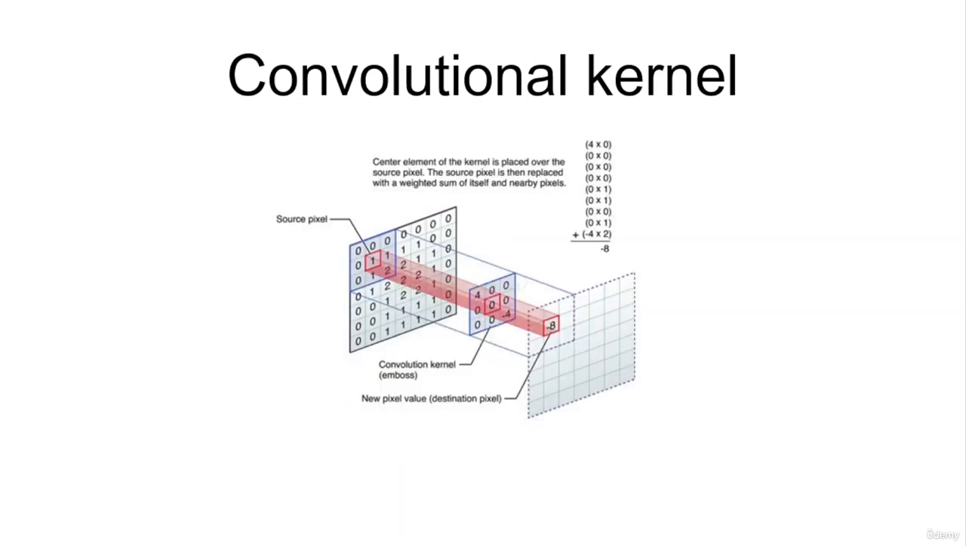The convolutional layer is responsible for capturing spatial hierarchies of visual features. The convolutional kernel or filter is applied over the image. The center element of the kernel is placed over the source pixel. The source pixel is then replaced with a weighted sum of itself and nearby pixels.